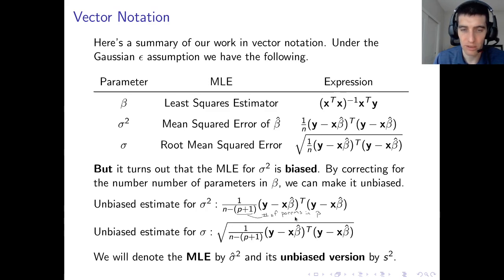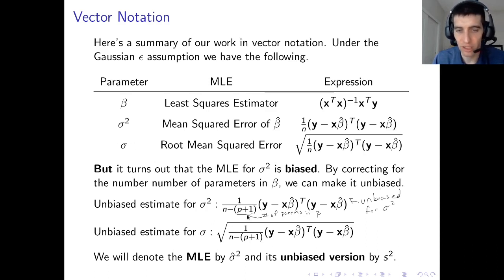Right? Why is this? Because there are p predictors in x, and then one predictor, which is the intercept term. Beta 0, and then beta 1 through beta p. Okay? So it turns out, and we won't show it here, that this is an unbiased estimate of the variance term. And similarly, an unbiased estimate for the standard deviation, sigma, is the square root of this.